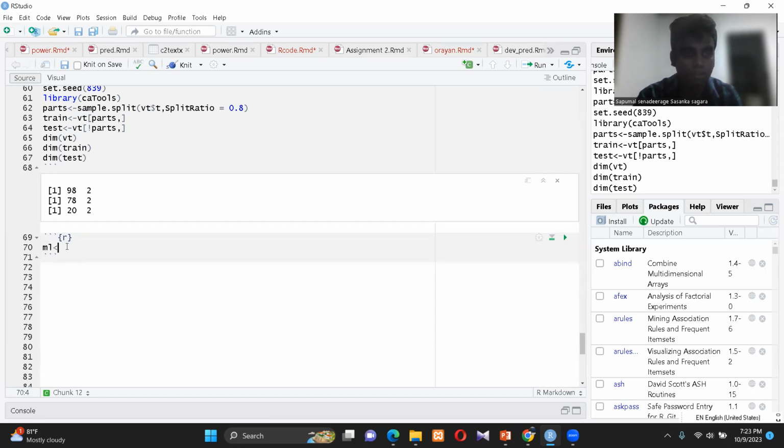ML, right? Linear regression model. V against time. Okay, time. Data equals train, right? Let me call this ML1, and the summary of the model ML1, right? Okay, let's see.